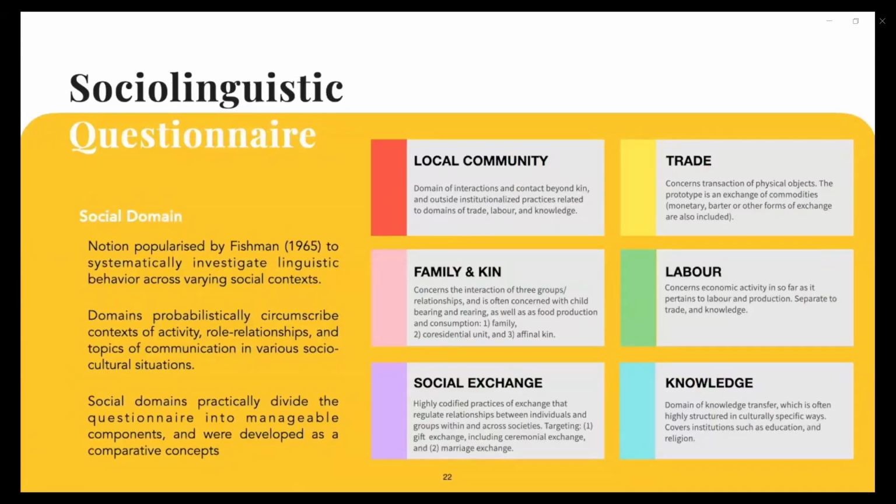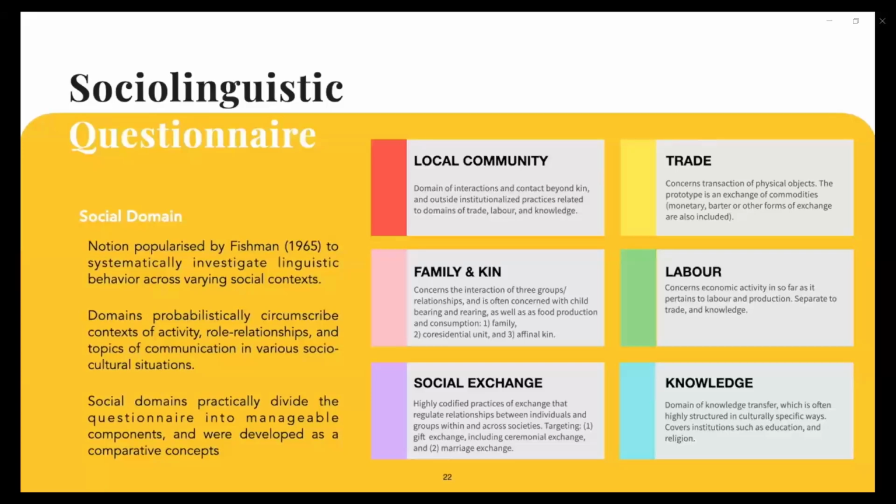I mentioned we have something called the overview questionnaire and the domains questionnaire, and this is what we mean by the domains: different areas of activity. You may have come across this notion of social domains. It was popularized by Joshua Fishman back in 1965. The earliest iteration of social domains in linguistics predates Fishman. But this was a framework to think systematically about where languages are spoken or signed. It was a way to investigate systematically different linguistic behaviors across varying social contexts.